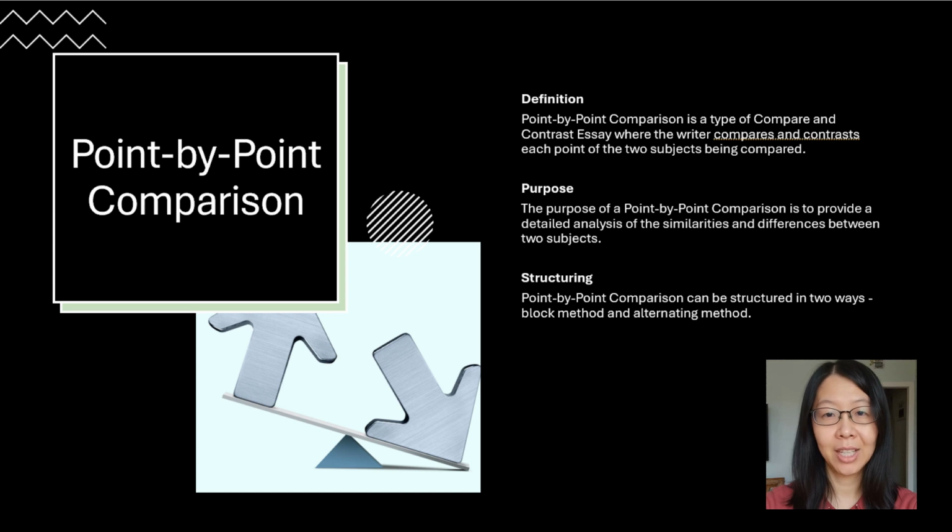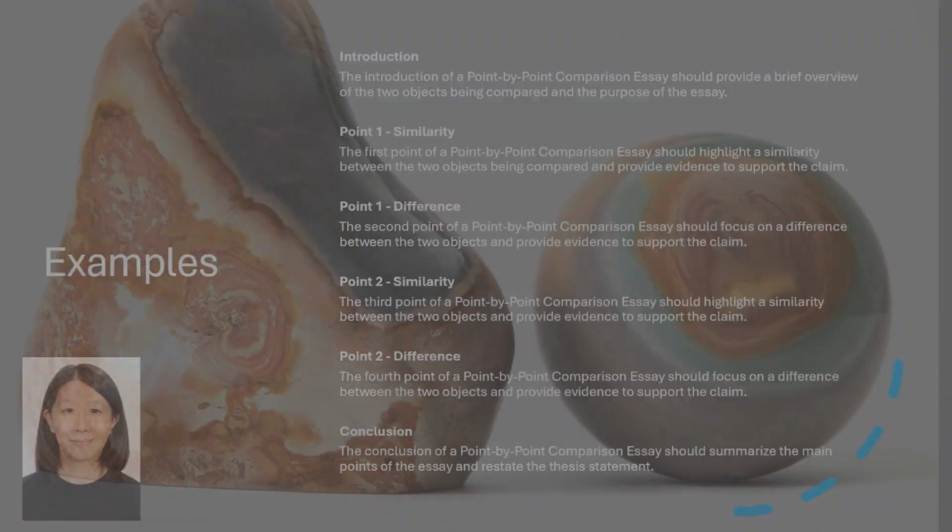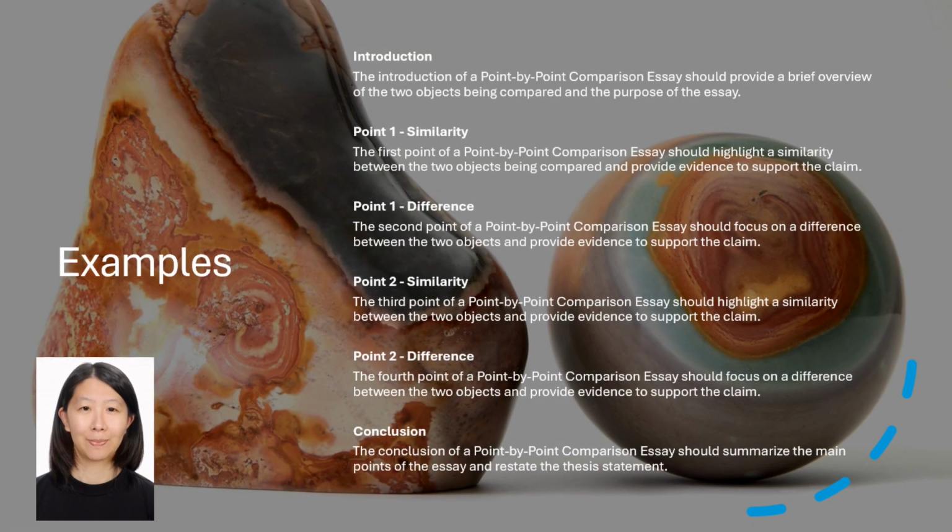The second approach is the modified block method. In this format, you might delve into one subject in detail before transitioning to the next, allowing for a deeper exploration of each subject's characteristics. Now let's look at how to structure a point-by-point comparison essay step by step.